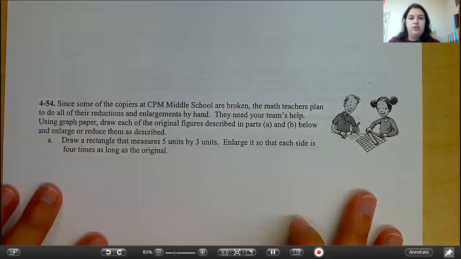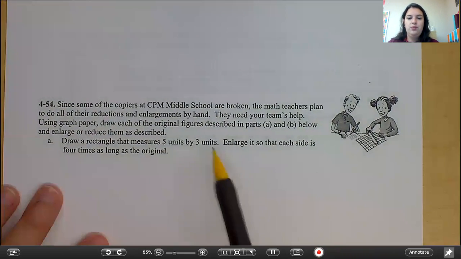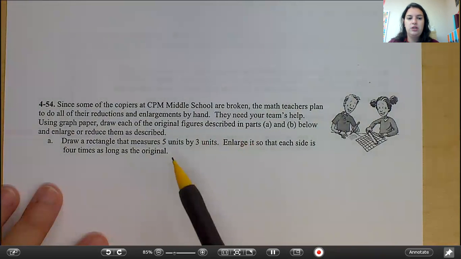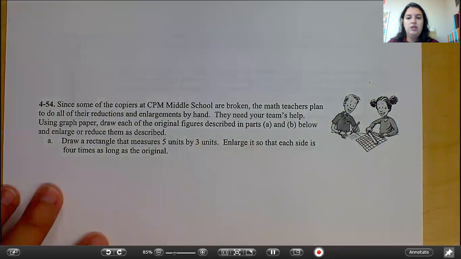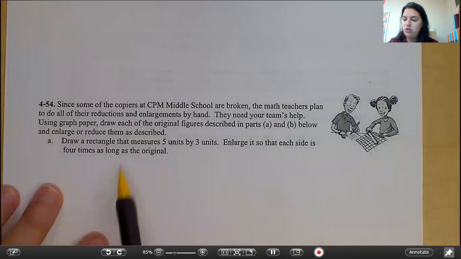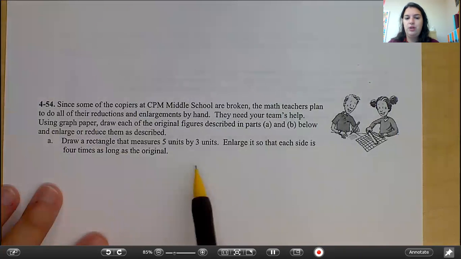Problem 4.5.4 says, since some of the copiers at CPM Middle School are broken, the math teachers plan to do all their reductions and enlargements by hand. They need your team's help. Using graph paper, draw each of the original figures described in Part A and B below and enlarge or reduce them as described. So again, you will need graph paper. Draw a rectangle that measures 5 units by 3 units. Enlarge it so that each side is 4 times as long as the original.